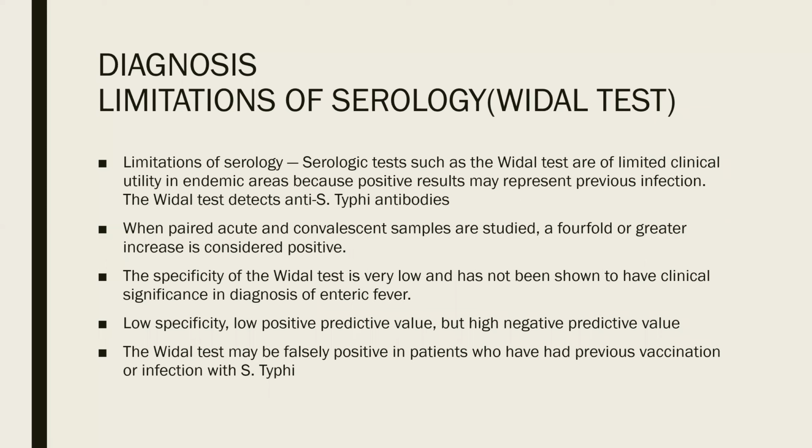But even if you would do it, you have to look at the paired and the convalescent sample. So within the course of the illness, you do the first Widal test and get a baseline for your agglutination of the antibodies. And you need a fourfold rise of the titers or more to be considered seropositive. And that's just what supports the diagnosis of enteric fever.